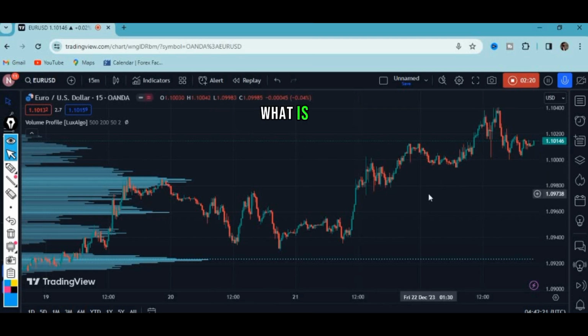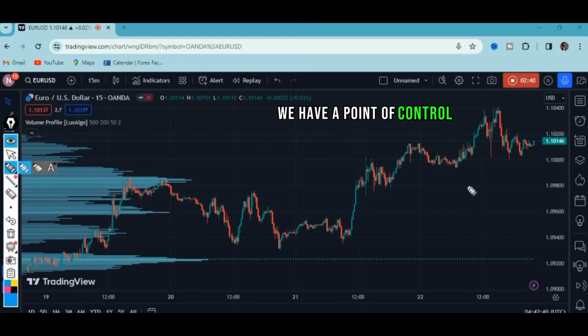What you're supposed to know about this volume profile is that it displays an estimate of a volume profile with the option to show a rolling point of control. So in this indicator, we have a point of control, this line over here, which shows us our POC. This is an area you're supposed to watch the market from.